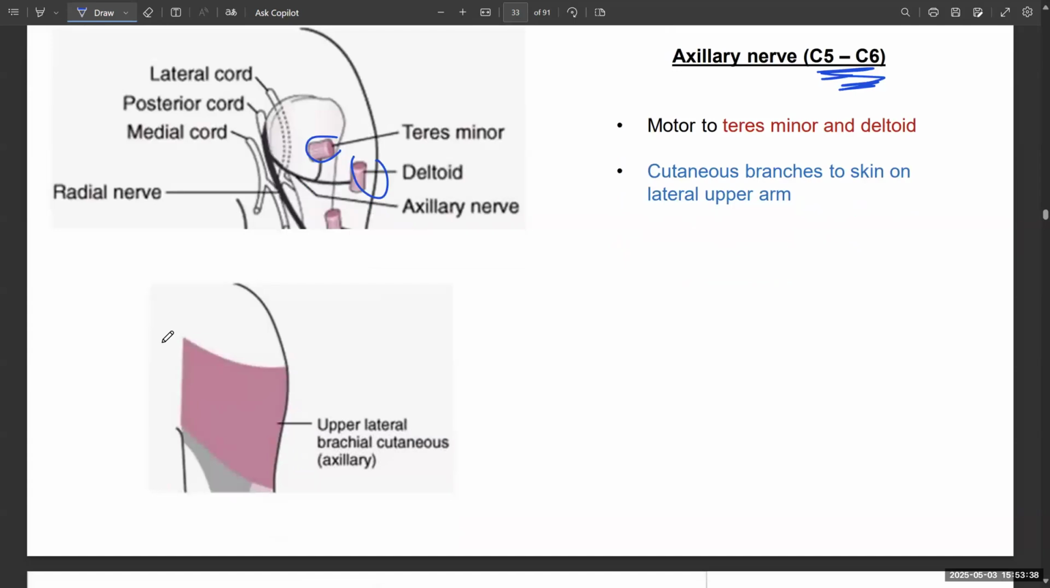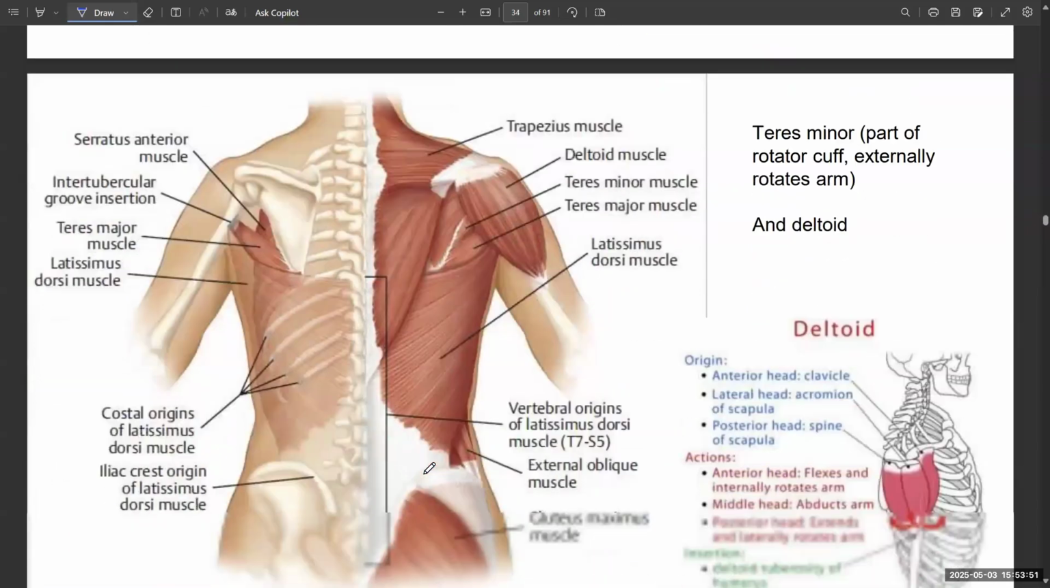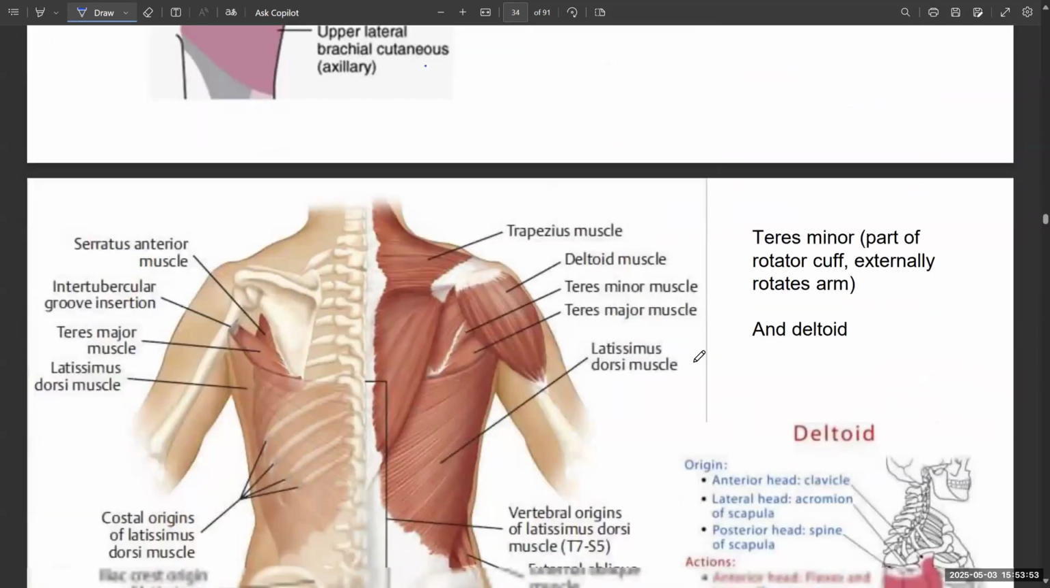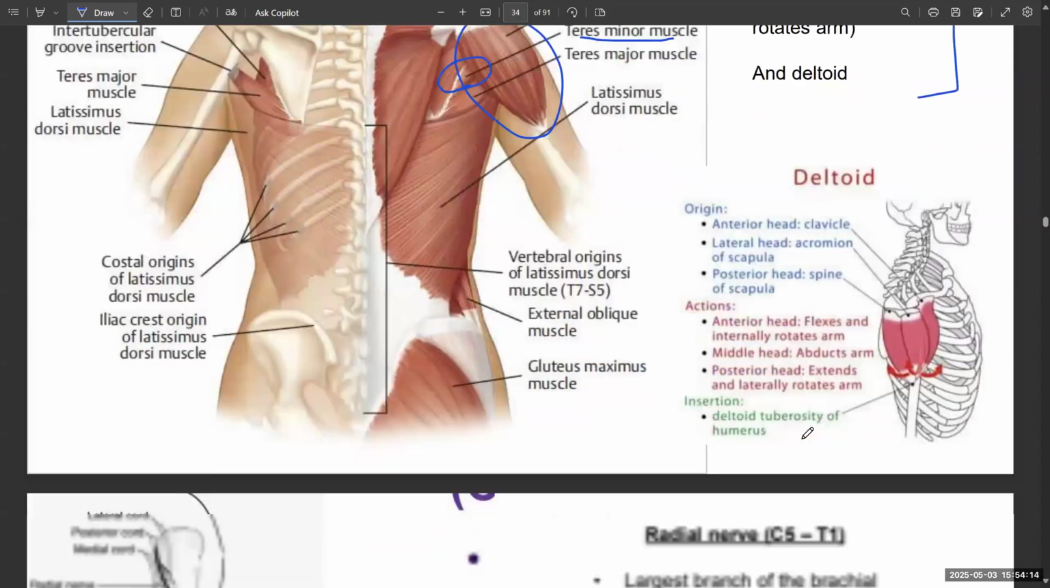So basically above the deltoid. The deltoid is basically over here, and above that, the skin is upper lateral brachial cutaneous, or axillary innervation. Easy peasy, hopefully. Now, this was teres minor and deltoid. Over here, we can see where the deltoid is. This is the deltoid, a huge muscle. Then we have the teres minor. Where is teres minor? Right there. Both of these are supplied by the axillary nerve. You can read through the functions here.